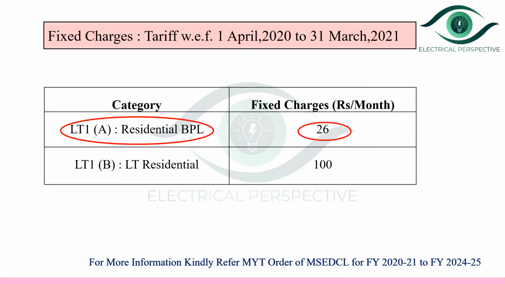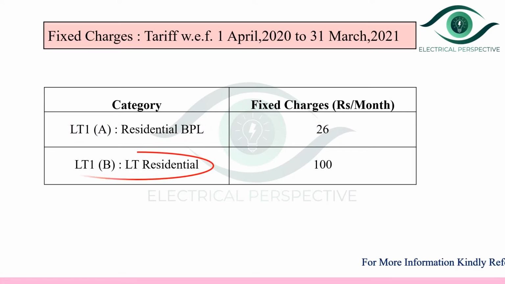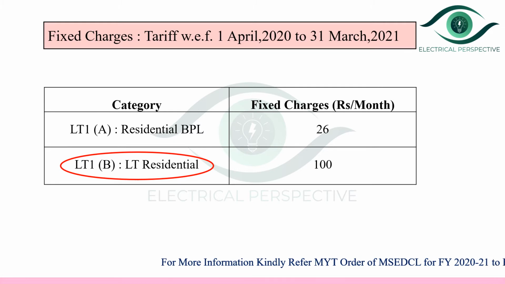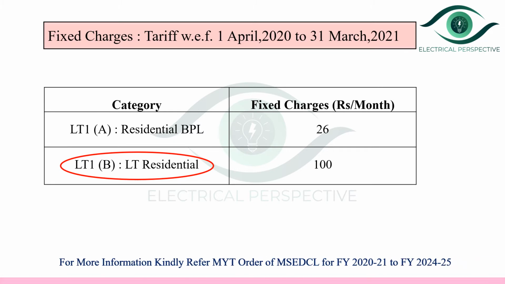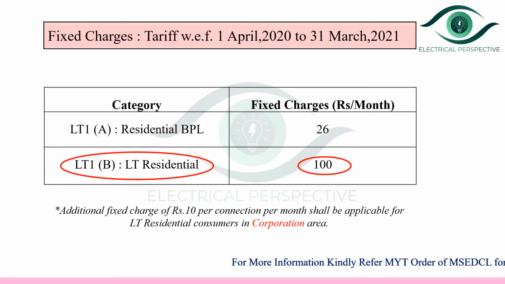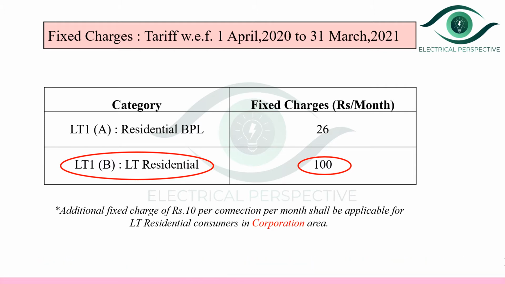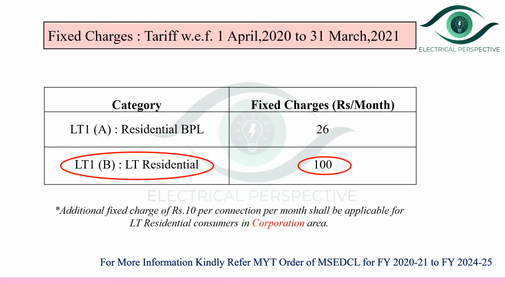So you can see from the table, for LT1A, that is the residential BPL category, the fixed charges are 26 rupees per month. The next category is LT1B, that is the LT residential category, and from the table you can see that the fixed charges are 100 rupees per month. But note that an additional fixed charge of 10 rupees per connection per month shall be applicable for LT residential consumers in corporation areas.